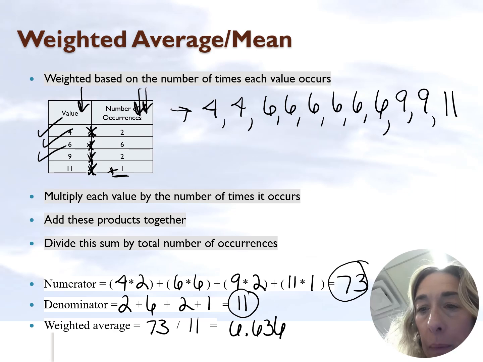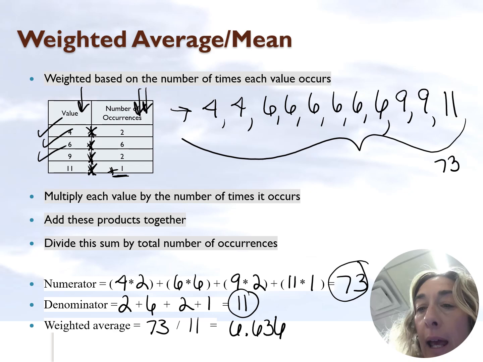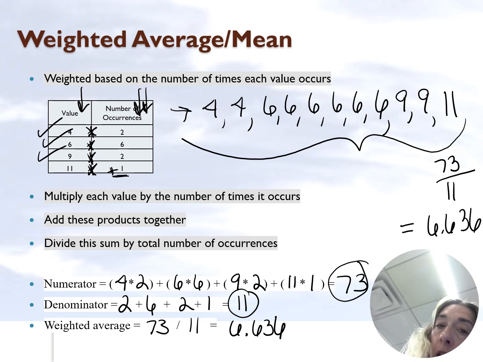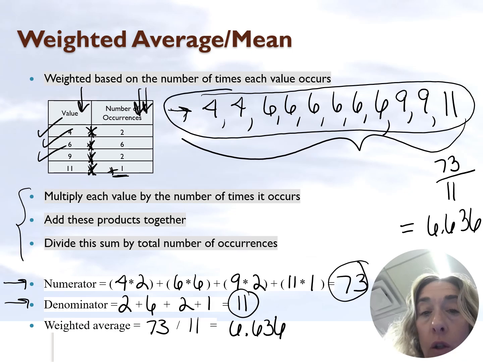In other words, if I were to add these 11 numbers up, you will see that they do add to 73, and then divide by the fact that there are 11 of them, and I will get the same result. 6.636 is the average, okay? So the point here being, if you see values laid out in a table as such, and you're asked to determine the weighted average, this approach is the way that you would go about it. Or, alternatively, you could list all the values out using this approach and divide by the number of values that there are.